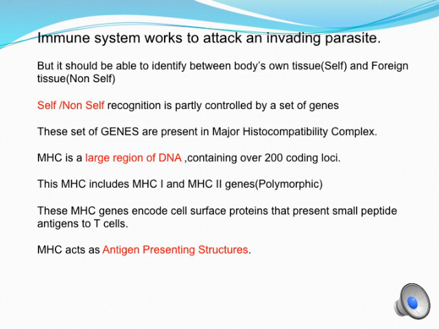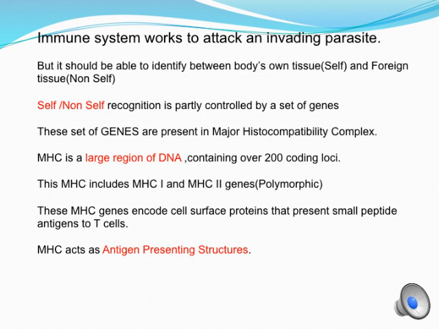When the immune system identifies the body's own tissue or a foreign tissue, this identification or recognition is partly controlled by a set of genes. These set of genes are present in the major histocompatibility complex. So in a way you can say that the major histocompatibility complex is a portion in the DNA or in the genes that has such genes which can identify self or non-self tissue to fight with.